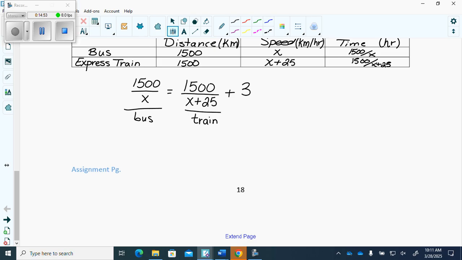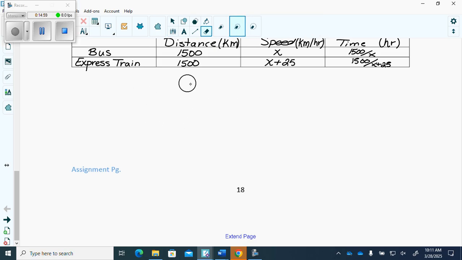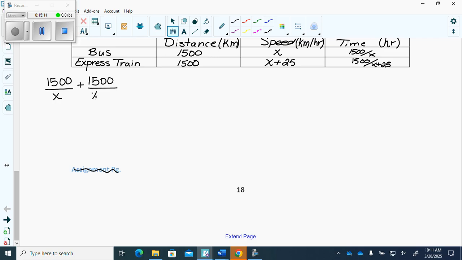Okay, let's solve it out. So this one is a harder one. I'm going to actually write it off to the left because I'm going to have to do the quadratic formula or factor it because I'm going to get it squared. So I'm going to get 1,500 over x plus 1,500 over x plus 25.